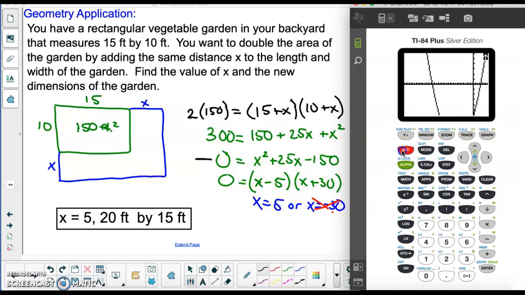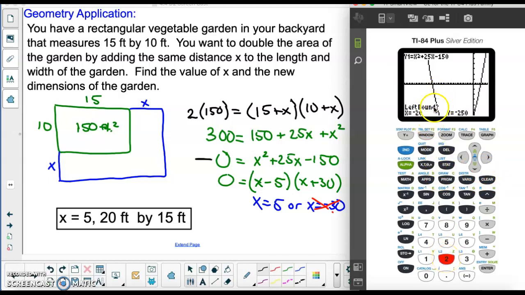So when I go now into second trace, look at my options. I don't want to find a min or a max. I'm not trying to find a value. I'm trying to remember the word 0. So an x-intercept is the same thing as a 0. So I'm going to push number 2. I can hit number 2, enter, or I can push the number 2.